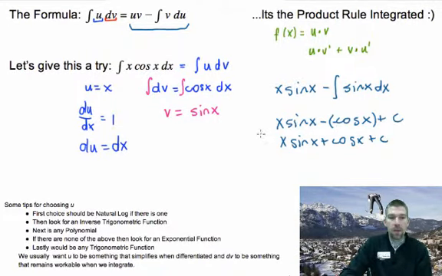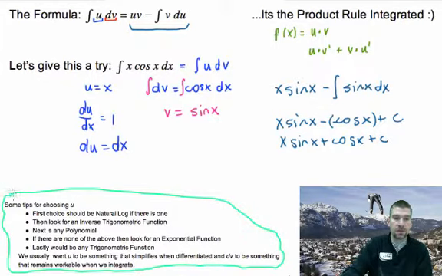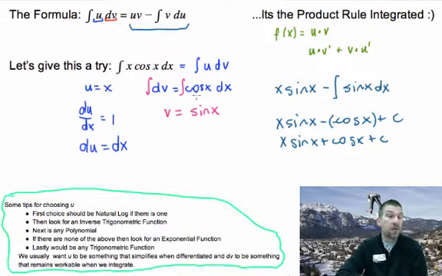So this is integration by parts. Some tips for choosing what needs to happen, and I put them right down here for you. Always pick natural log to be your u if that's an option. That wasn't on this first one. Then look for an inverse trig function. We also didn't have one of those. Next, look for any polynomial. That's the x.